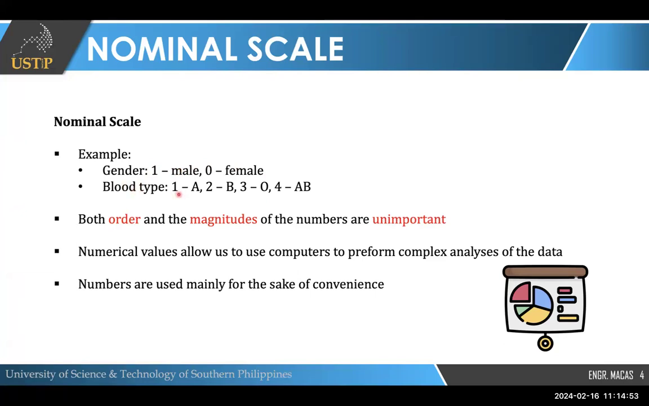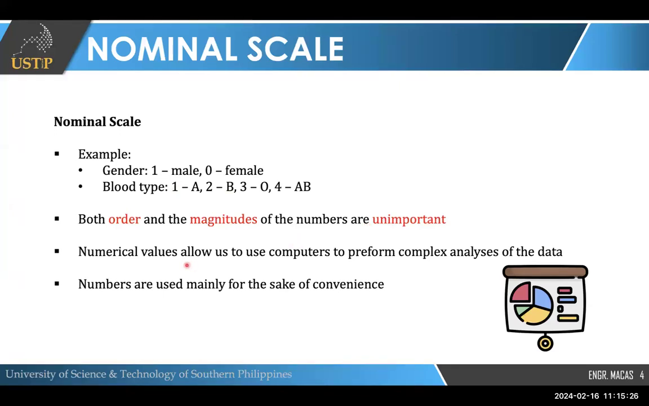Example, blood type. Kung i-assign nimo ang A, B, O ug AB nga blood type as 1, 2, 3, 4. Okay? It doesn't mean that AB is higher than A. So gipang-assign lang nato og numbers ang mga categories atong data. Okay? So it means in this kind of data, in the nominal scale, both the order and the magnitude of the numbers are unimportant. Dili siya ga matter, wala siya importance.